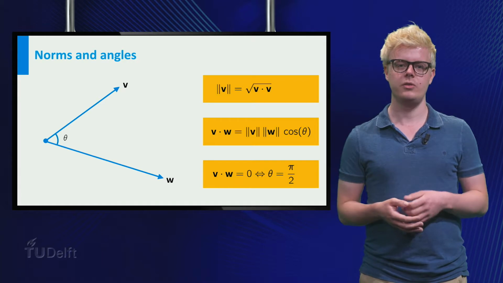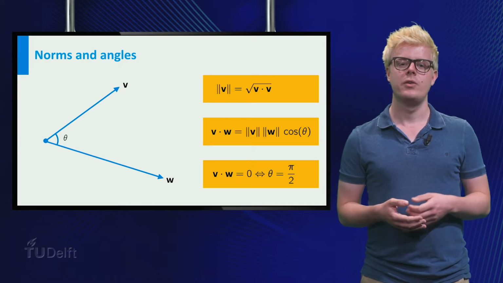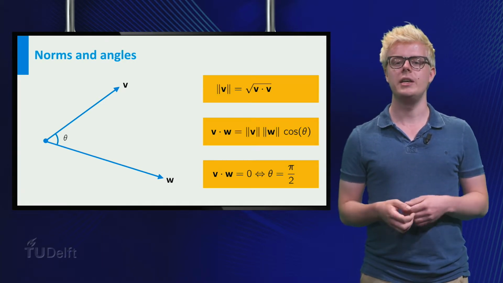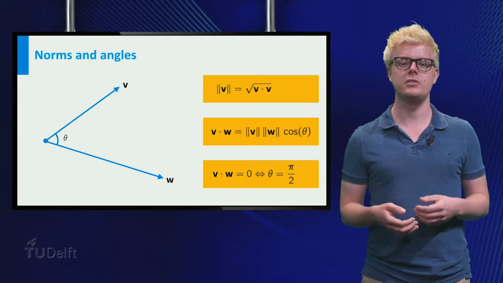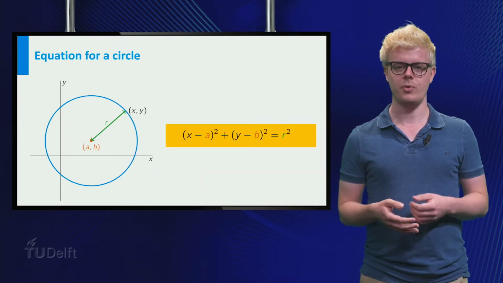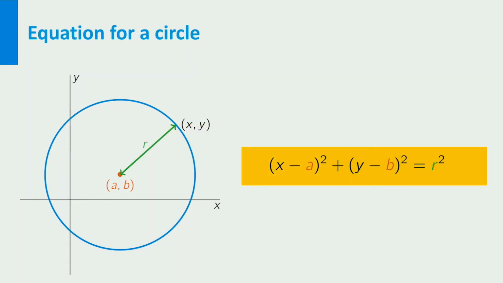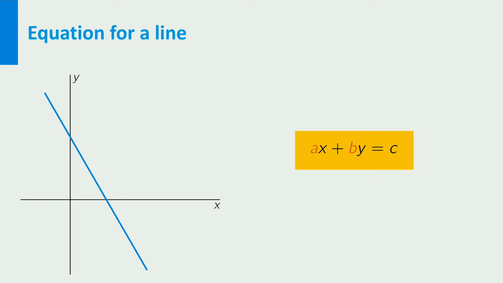We then moved on to describe curves in the plane. First, you saw that curves can be described by an equation, also called an implicit description. For example, any circle can be described by the given equation. Here a and b are the coordinates of the center of the circle and r is the radius. Similarly, any line can be described by an equation of the form ax plus by equals c. Here (a, b) is a vector orthogonal to the line and c is determined by any point on the line.